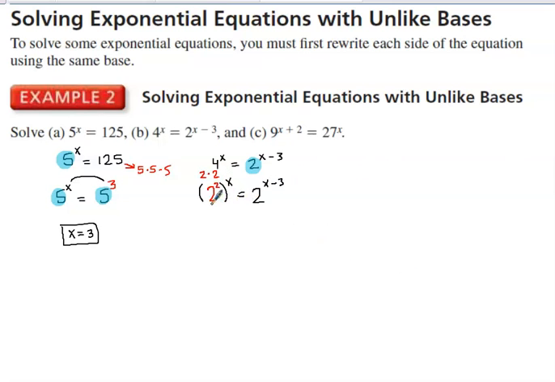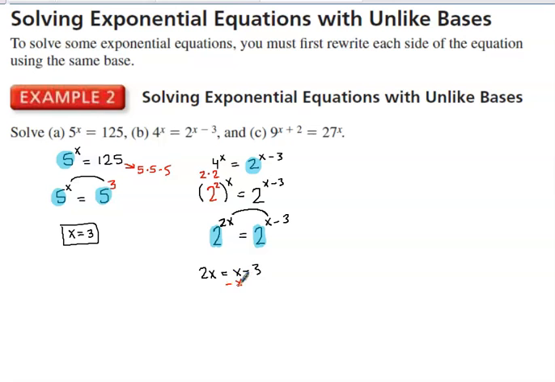Now that I have it as a base of 2, I simplify my exponents. An exponent on an exponent means we multiply. 2 times x, so here I have 2 times x equals 2 to the power of x minus 3. Now I have manipulated the left and the right so that the bases are the same. The bases are both 2. Because of that, I can take my exponents and set them equal to each other.